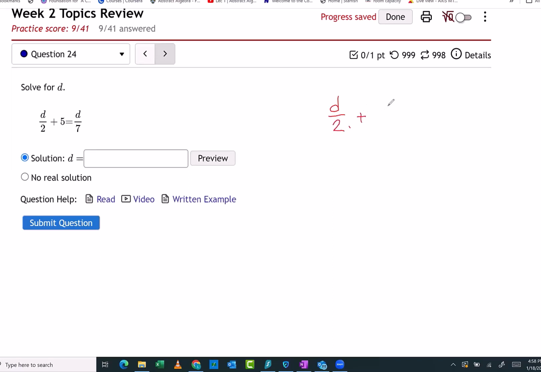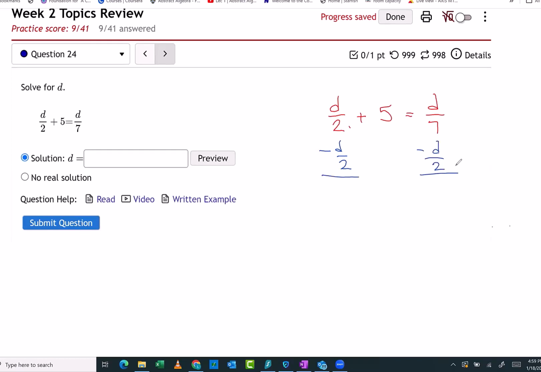I start with d over 2 plus 5 equals d divided by 7. Now remember, I want to get all the variables on one side. That means all my d's have to go to the same side. And I'm going to move this d over to the other side by subtracting, because I already have the 5. I don't want to put the 5 on the other side because then I'm putting it with another d.